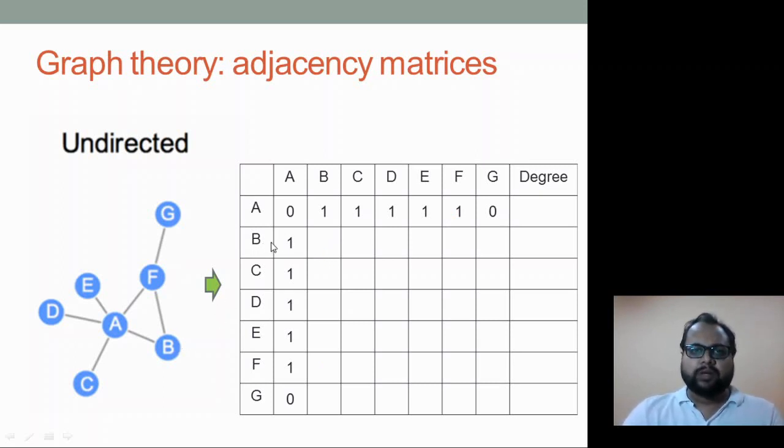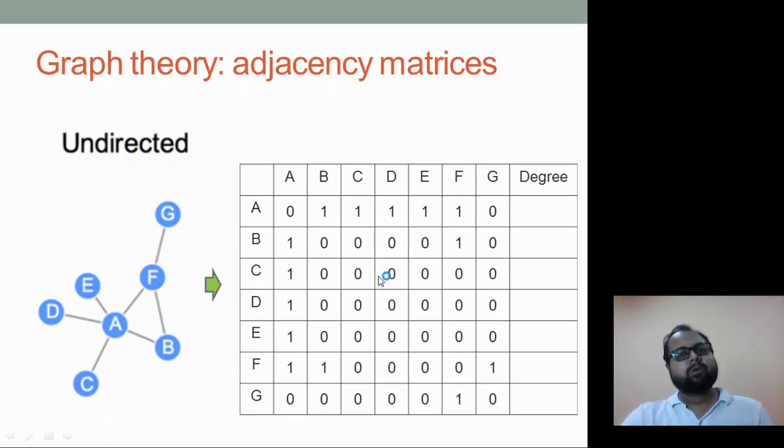B with B will always be 0. Before I reveal it, let's do it here. B with B will be 0. B with C, is there a connection? No, so it will be 0. B with D, is there a connection? No, so it will be 0. B with E, is there a connection? No, it is 0. B with F, is there a connection? Yes, so there will be 1. And B with G, is there a connection? 0. So like this, for B you have two connections, that is with A and with F.